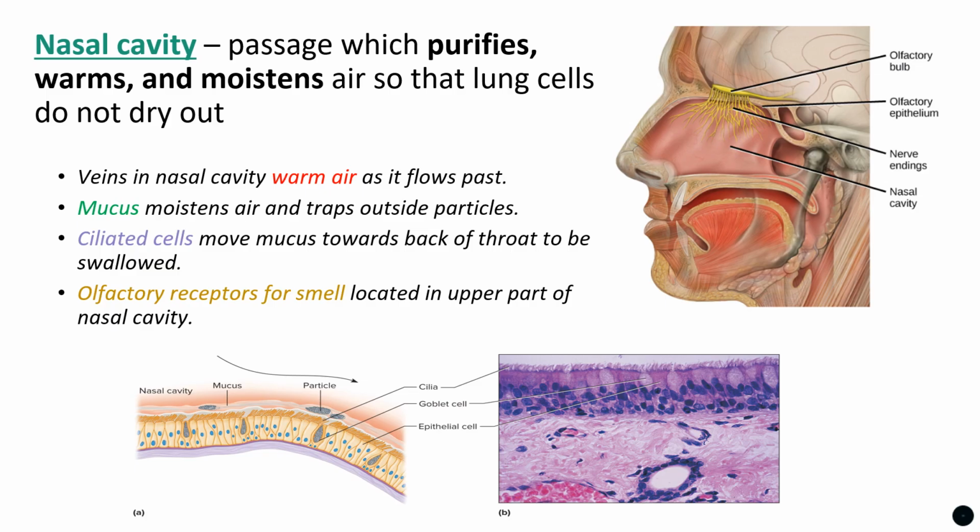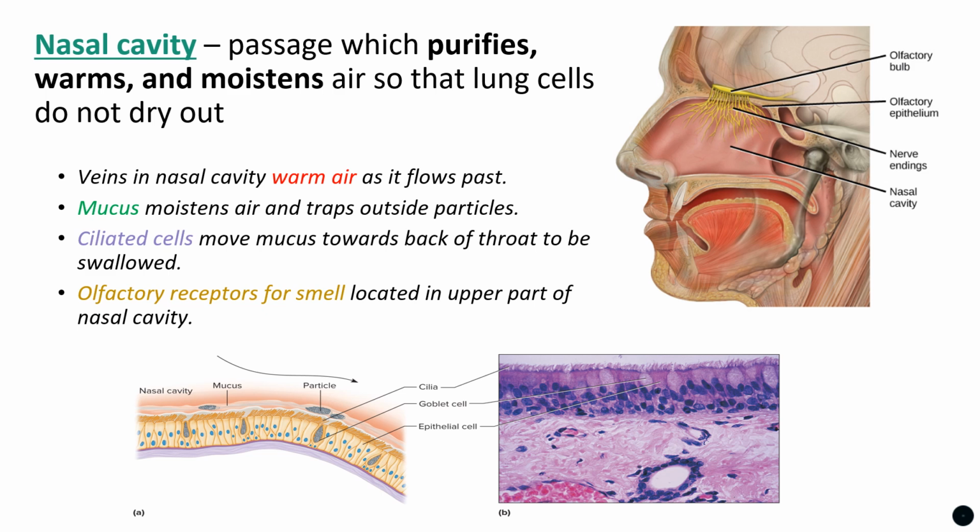The nasal cavity is going to be the next passage. Its function is to purify, warm, and moisten the air. It does this so that lung cells do not dry out, and it does this a few different ways. So the veins in the nasal cavity are going to warm that air as the air flows past. The mucus is going to help to moisten the air and also trap outside particles. We also have ciliated cells in our nasal cavity to help move that mucus all around. And if we need it out of the nasal cavity, like once things are captured, those ciliated cells will help move that mucus towards the back of the throat to be swallowed.